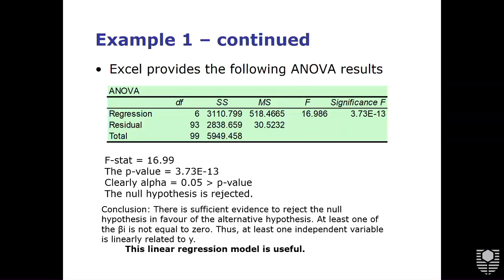So Excel provides us with the following ANOVA output. Nathan, I'm just going to send it to myself so I don't lose it. Sorry. So the ANOVA in here gives us the significance level.